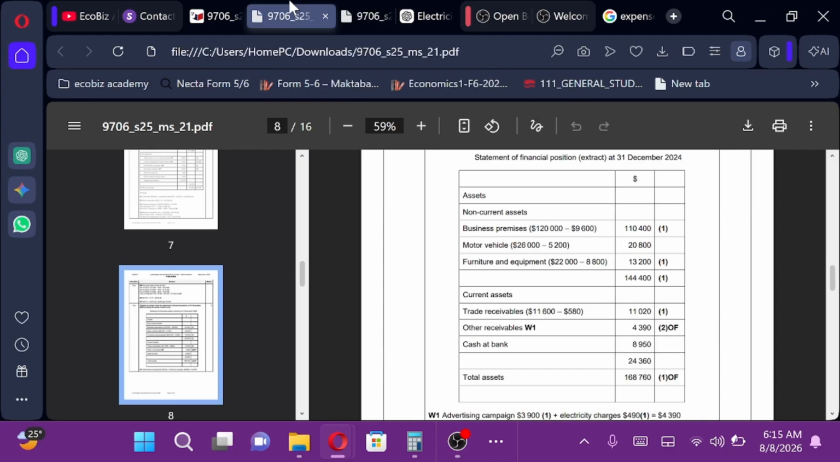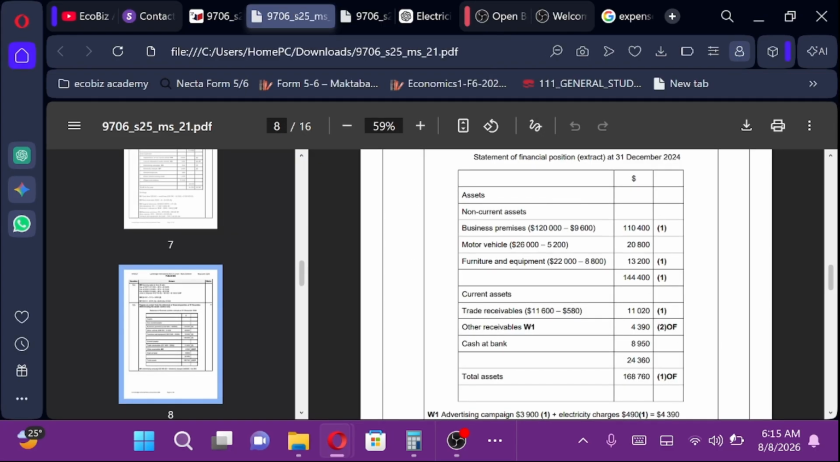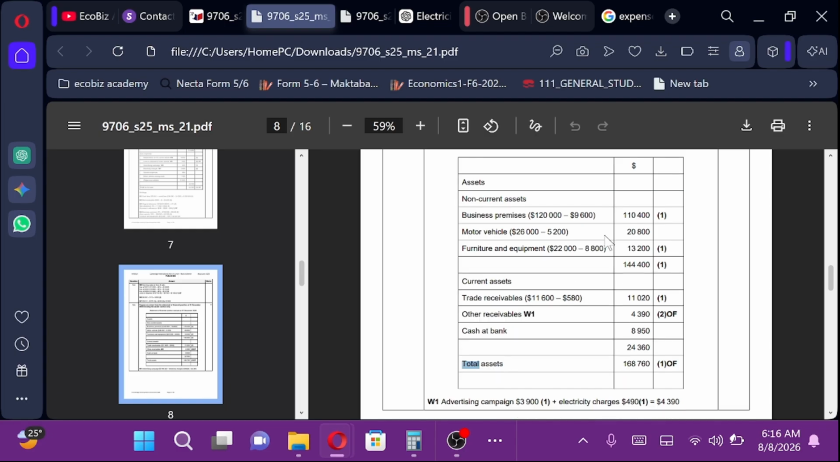Let's look at the marking scheme, how they did it. Well, here they put just one single file. That can make it much easier. So we put assets here, then non-current assets here. Non-current assets, we have these ones. And after that, we have current assets, just the way I said here. Then total assets down there. So let's explain this. Let's break it down.